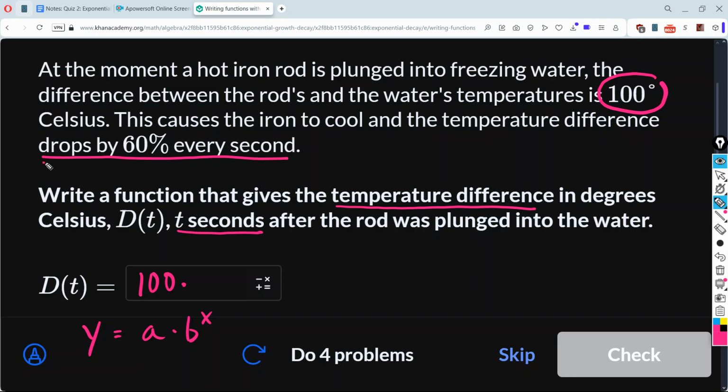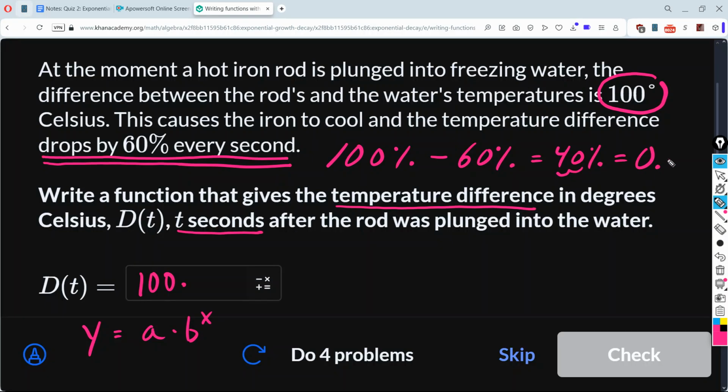The temperature difference drops by 60% every second. If you want to remove 60%, remember, you start with 100% and you want it to drop by 60%. That leaves us with 40%. Okay, but you can't multiply by 40%. You need to convert it to a decimal. If you move it over 2 places, that's going to be 0.4. Okay, so multiplying by this right here, that removes 60%. So this is going to be times 0.4.